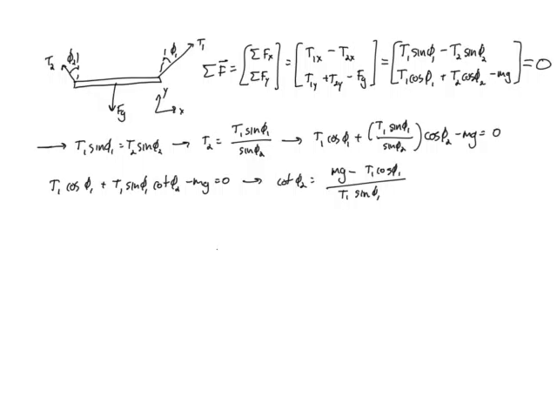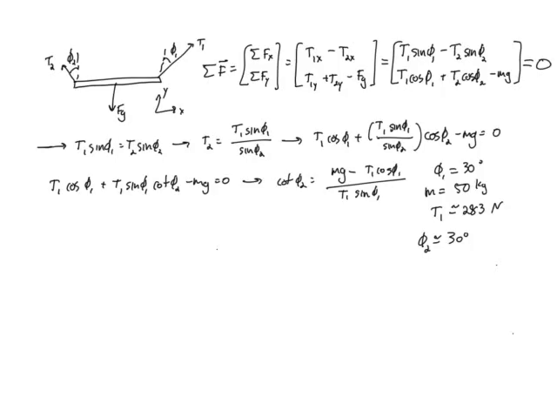Now, to make more progress, let's assign some numbers to these things. Let's take phi 1 as 30 degrees, and if I go back a couple slides and plug that phi 1 in, along with a mass of, say, 50 kilograms, I get a tension of about 283 Newtons. So now if I take that T1 and plug it into this expression, I can find what this angle is. And it turns out that phi 2 is about 30 degrees. Now that totally makes sense.